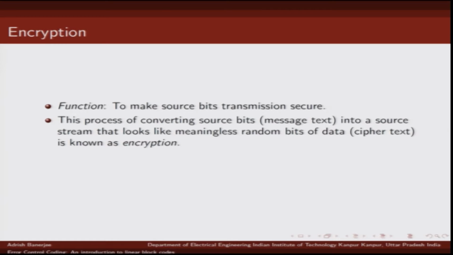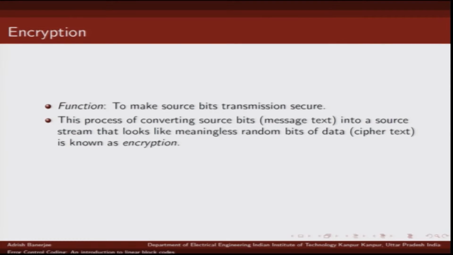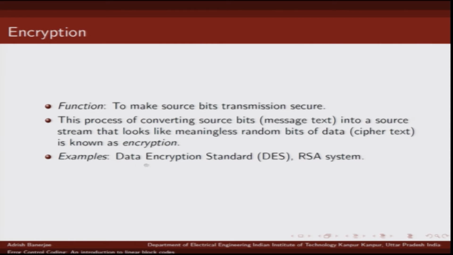So, in this encryption process, we convert our source bits into what we call ciphertext. Basically, encryption takes our source bits and converts them into random-looking bits, which, for somebody who does not have a key, would appear as random, meaningless data. So it converts your message text into ciphertext, and that is encryption. Examples of encryption are the Data Encryption Standard, the Advanced Encryption Standard, and the RSA system.